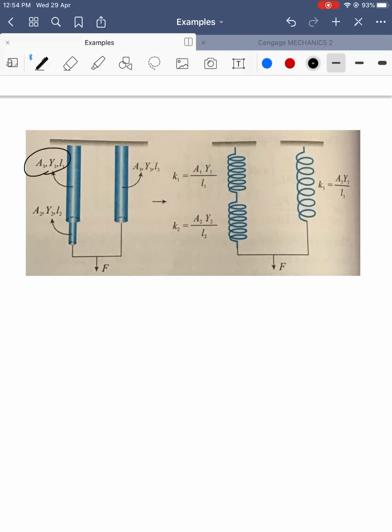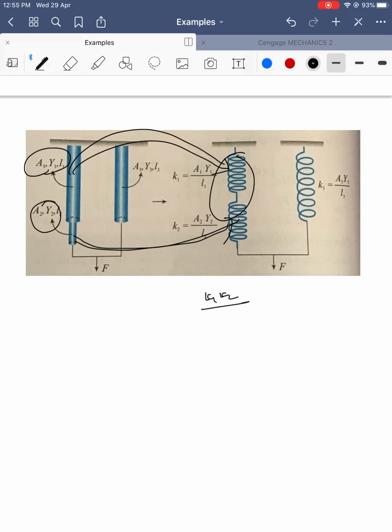So one rod is compared like a spring with spring constant K1, and the other rod is compared like a spring with spring constant K2. These two are in series. If these two are in series, K1 K2 by K1 plus K2 gives the K equivalent of the first part. Next, K3 is equal to A3 by L3.